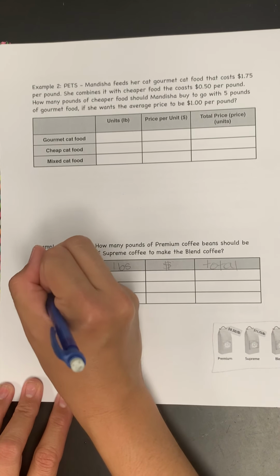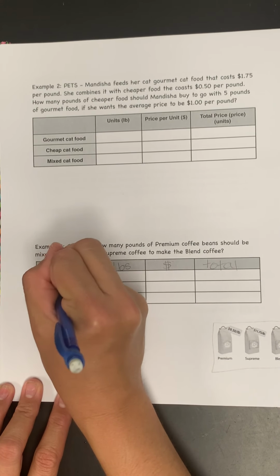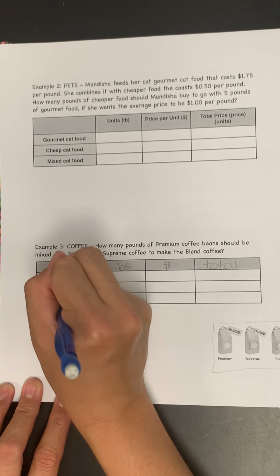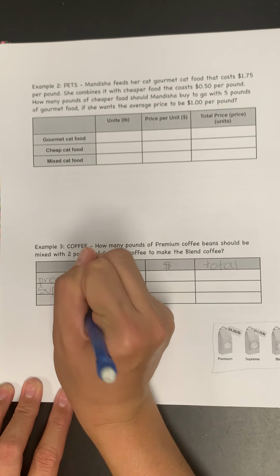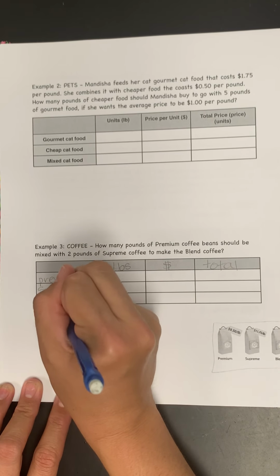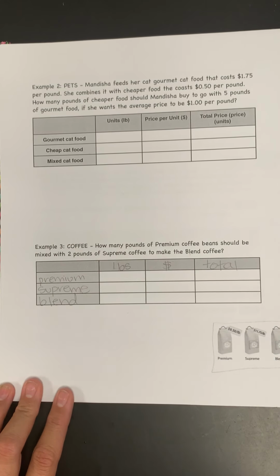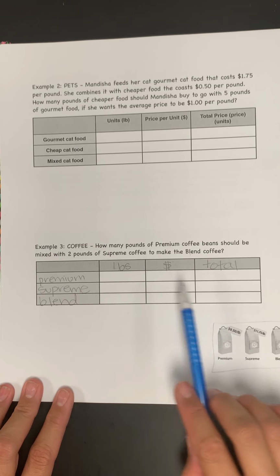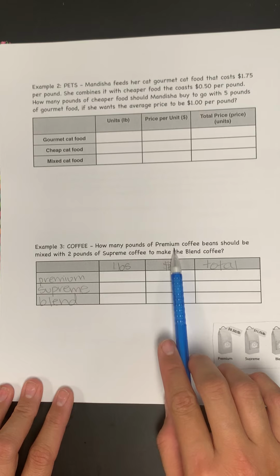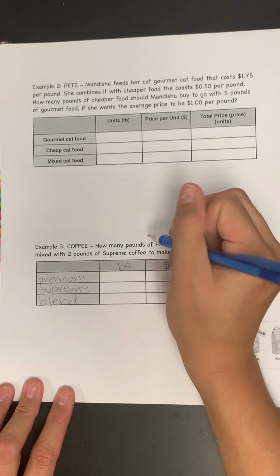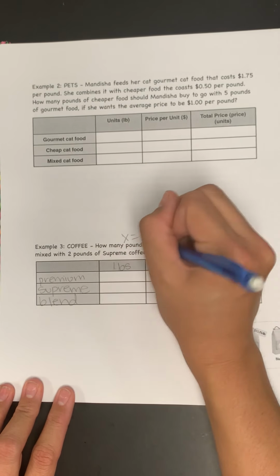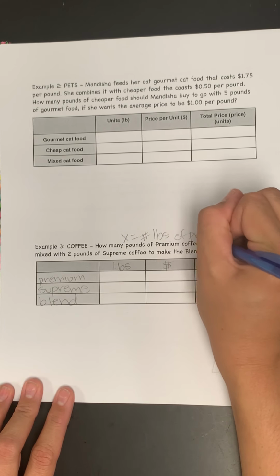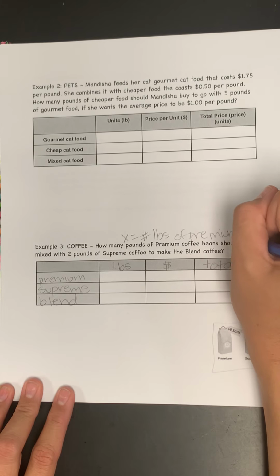And so we have premium and supreme, the two different coffees that are being put together in order to make our blended tea, or coffee, excuse me. So now that we're here, it's saying how many pounds of premium? Well, there's your unknown. So you should label that X equals number of pounds of premium coffee.